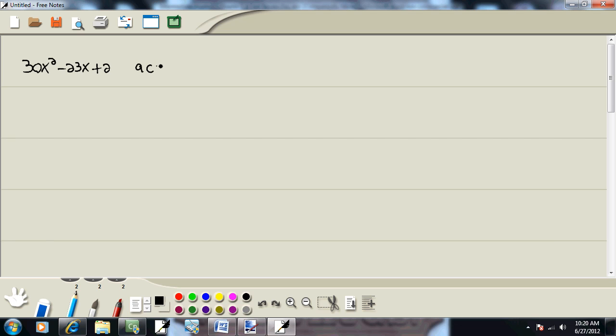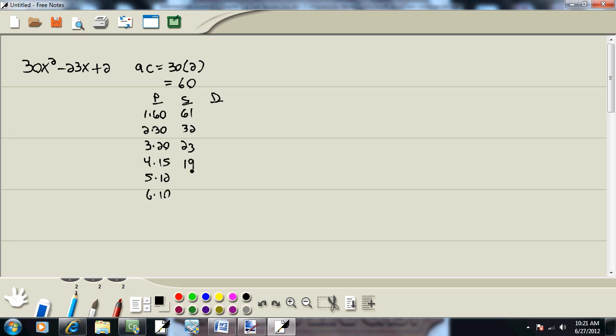With the key number, we're going to take the number at the beginning times the number at the end, ignoring signs if one of them was negative. 30 times 2 gives us 60. We're going to come up with our 3 columns. The P column, all the products give us 60. 1 times 60, 2 times 30, 3 times 20, 4 times 15, 5 times 12, 6 times 10. Add those: 61, 32, 23, 19, 17, and 16.